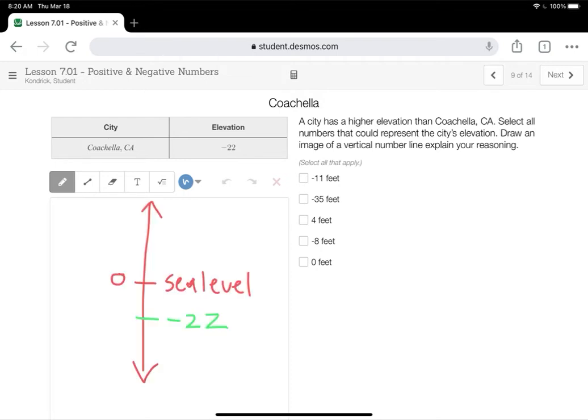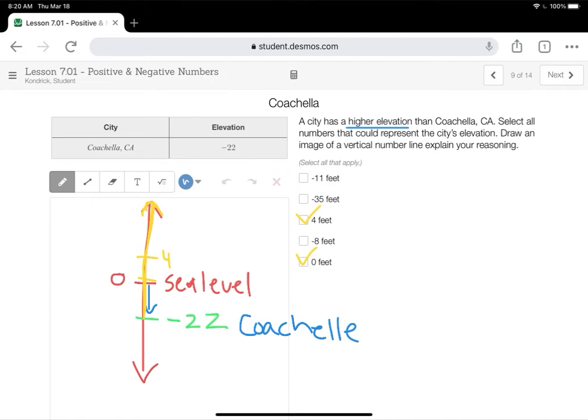When drawing a vertical number line, I can again have my 0 represent sea level. I know that Coachella is at negative 22, so I can have that go down from sea level 22 spaces. I want everything that has a higher elevation than Coachella, so I want any number that is above that negative 22. Well, I know that 0 would be one of those numbers. I know 4 would be one of those numbers because those are both above where the 0 would be.